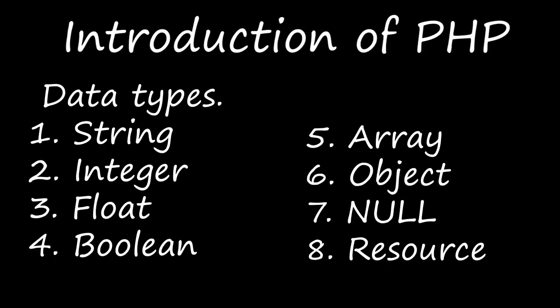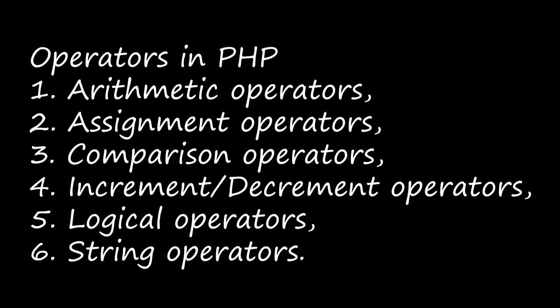What are the data types? String, integer, float, boolean, array, object, null, resource, right? And then at last we have seen operators in PHP: arithmetic operators, assignment operators, comparison operators, increment or decrement operators, logical operators, string operators. This is all we have seen under operators in PHP, right? So we have come to the end of the fourth chapter and we are going to start the fifth chapter.